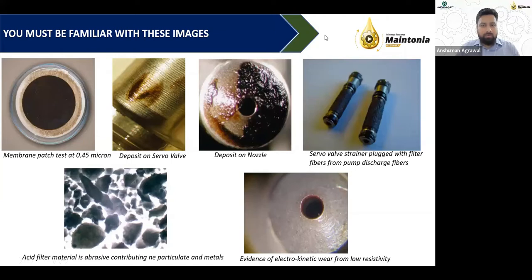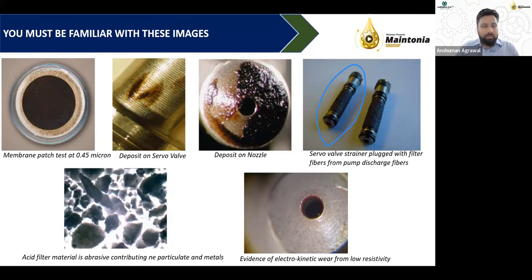Many servo valves also have these filters, which are known as pencil filters or one pass filters. So did you ever come across such clogged images of filters? And probably if you have come across this, you would also know the amount of maintenance cost which would go in just to clean up these servo valve strainers or filters.